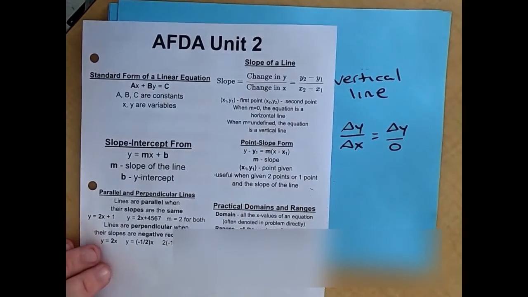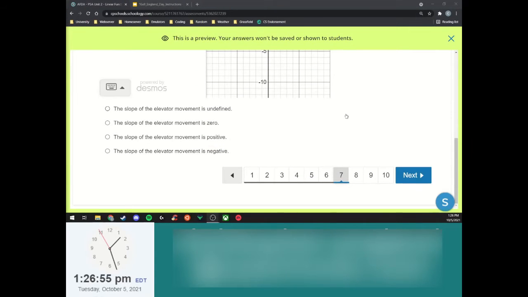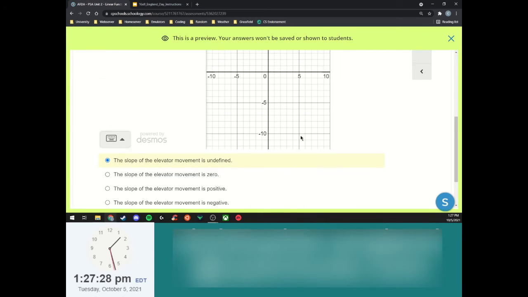So, looking back at our question, we're asked the slope of the elevator movement. We just determined that the slope is undefined, right? Because it's a vertical line. So that's going to be our answer. If it was one of those escalators you see at an airport that really lazy people take, that would be a slope of 0, right? Because there's no change in y, but there's a change in x. And we know it's not positive or negative because it's not going up or down at an angle. It's going straight up and straight down.